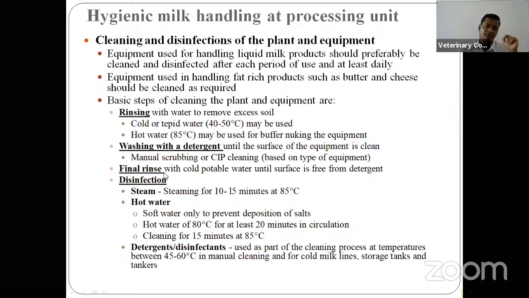And whenever you go for sanitization, you can use steam at 85 degrees centigrade for 10 to 15 minutes. You can use hot water. Higher the temperature, lower the time, and vice versa. That's the time temperature combination when you are using low steam, high steam, or hot water.